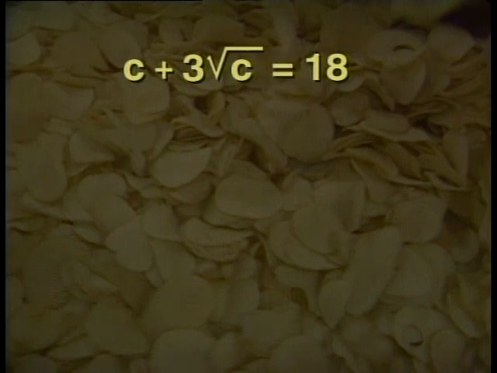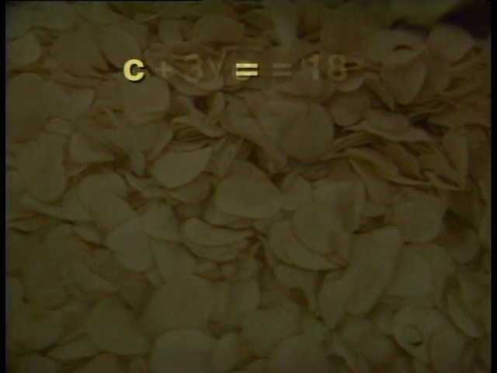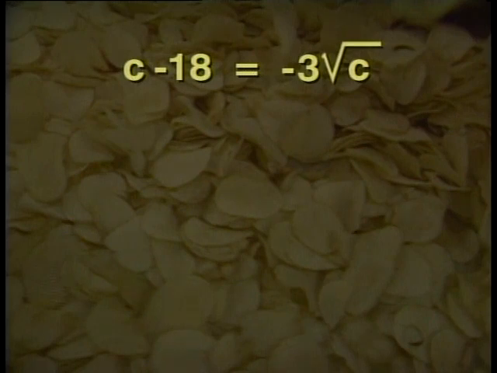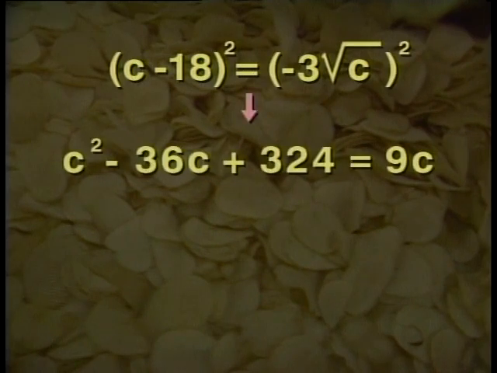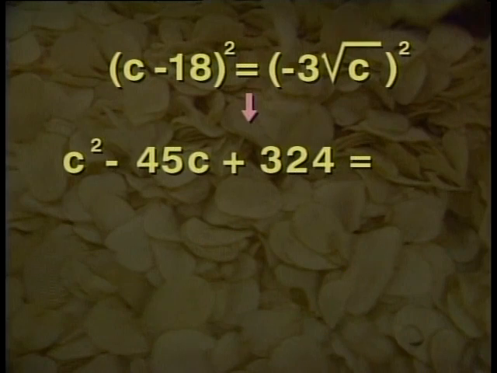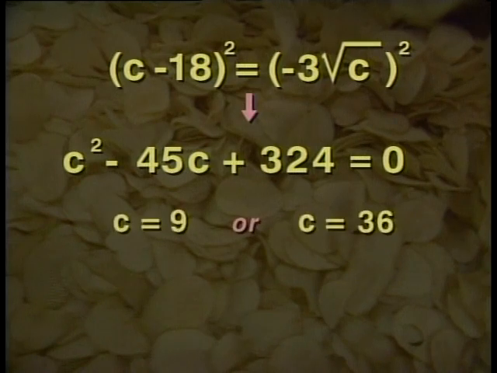Now, let's subtract 18 from both sides and subtract 3 times the square root of c from both sides. Now, if we square both sides and simplify, we get something that looks familiar, a quadratic equation in standard form. Now we can solve this equation to find out what average the Frito-Lay inspector should look for on a regular basis. Since the equation doesn't factor in any obvious way, let's complete the square. In this case, we have 2 positive answers, 9 and 36.